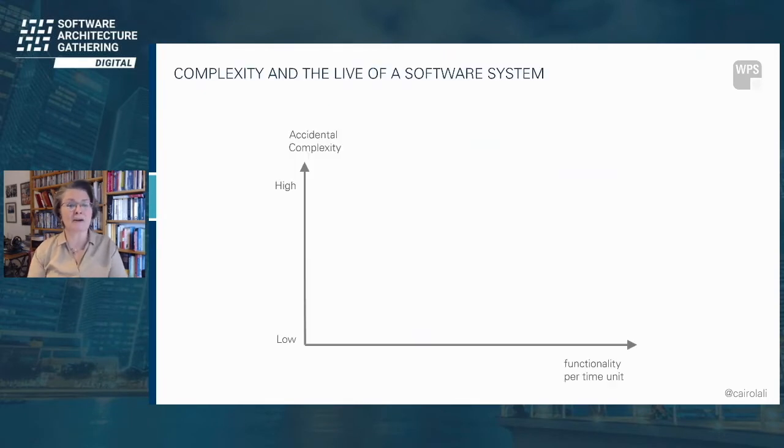In this diagram, on the x-axis, you see accidental complexity. This is the only complexity that we can do something about, and we want to get it down to low, but sometimes we have high accidental complexity. And on the y-axis is the functionality that we are able to create per time unit or per budget.